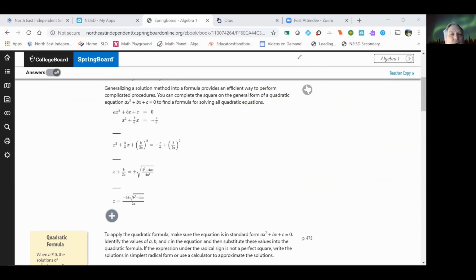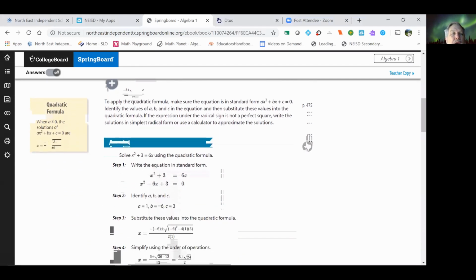To apply the quadratic formula, make sure the equation is in standard form and identify the values of a, b, and c in the equation, and then substitute these values into the quadratic formula. If the expression under the radical sign is not a perfect square, write the solutions in the simplest radical form or use a calculator to approximate the solution.